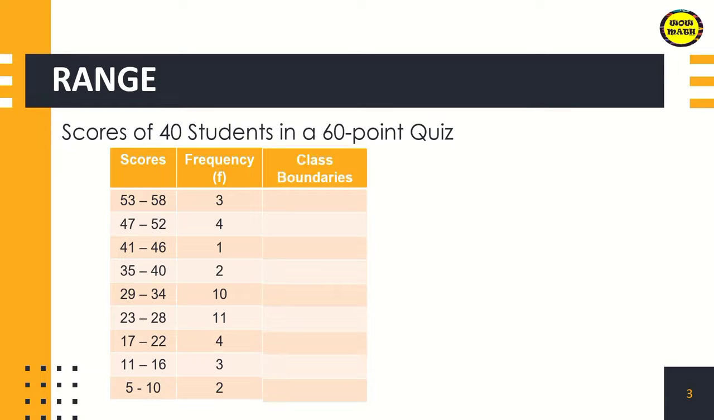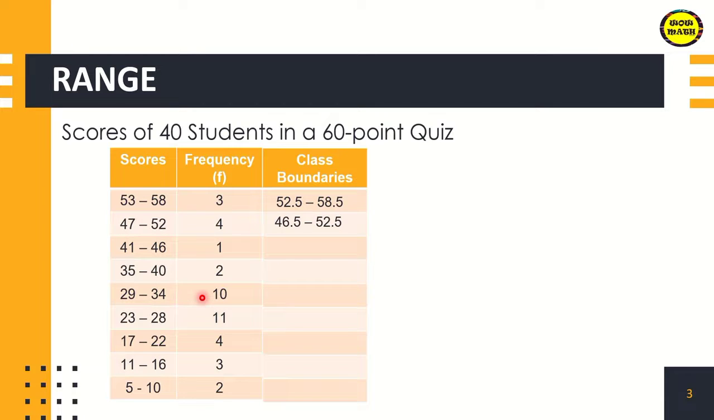Okay, so how to get the class boundaries of 53 to 58? Paano natin kunin to? So, ang gagawin lang natin, magbabawas tayo ng 0.5 sa 53 at dito naman kay 58, magdadagdag tayo ng 0.5. So, magiging 52.5 to 58.5. Same sa 47 to 52. So, magiging 46.5 to 52.5.